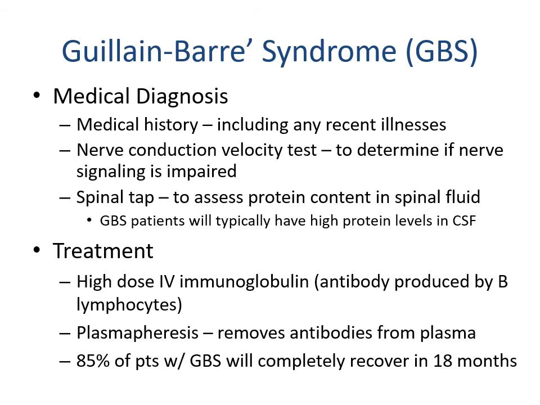So medical diagnosis, so we do a medical history and look for any bouts of recent illness. A nerve conduction velocity test to determine if nerve signaling is impaired. And a spinal tap to assess protein content in spinal fluid. So GBS patients will typically have high protein levels in cerebrospinal fluid. So the treatment is high-dose IV immunoglobulin, which is an antibody produced by B lymphocytes, and plasmapheresis to remove antibodies from plasma to stop you from attacking yourself.